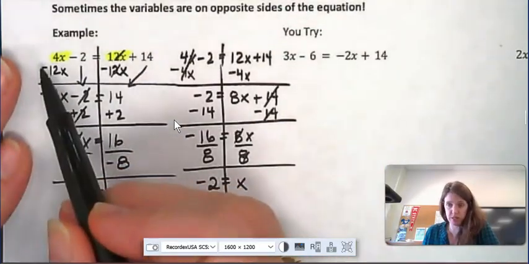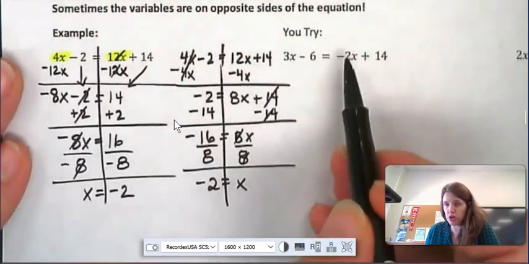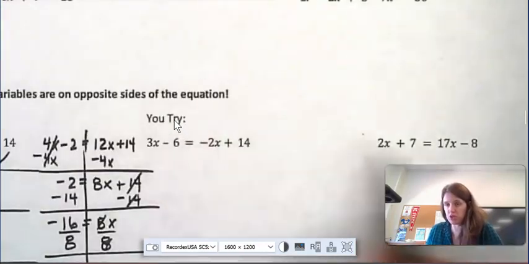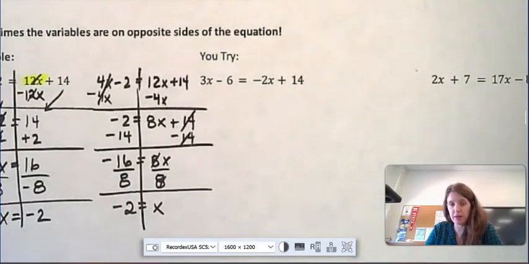So moving always to the left is one option. If you always want to move your x term to the left, that's fine. I'm going to pause it. I'm going to have you try the 2 you tries right over here. So you've got 2 examples to try, 1 and 2, and I will put the answers up and unpause in just a second.